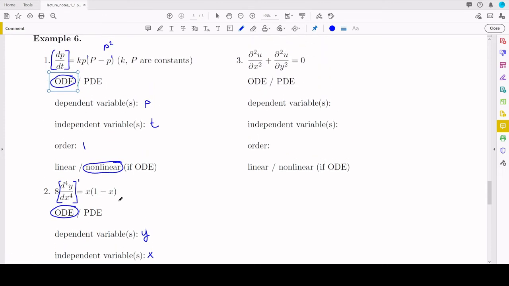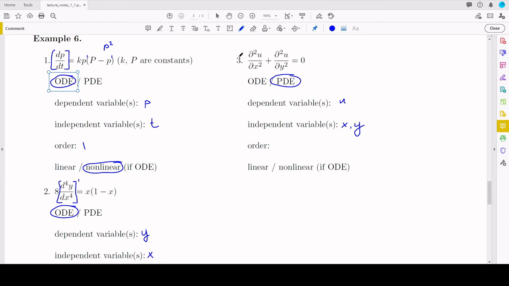And then the final example here, we have a differential equation, a second partial derivative of u with respect to x, and the second partial derivative of u with respect to y, equals 0. Now we see the partial derivative, so this is a PDE, and then the dependent variables, that's the variable that shows on top, that's u, and then the independent variables are the variables that show up on the bottom here, so that's x and y.